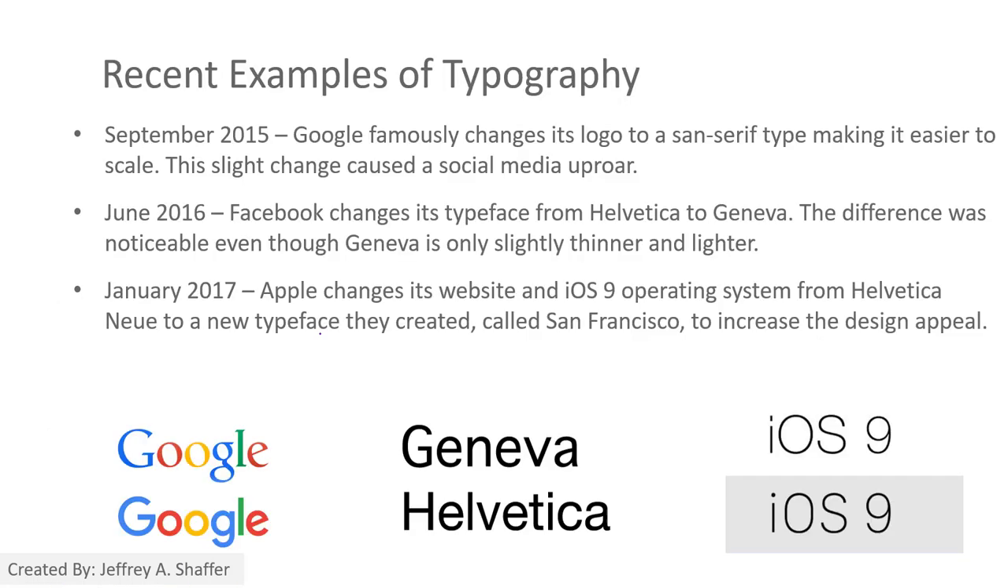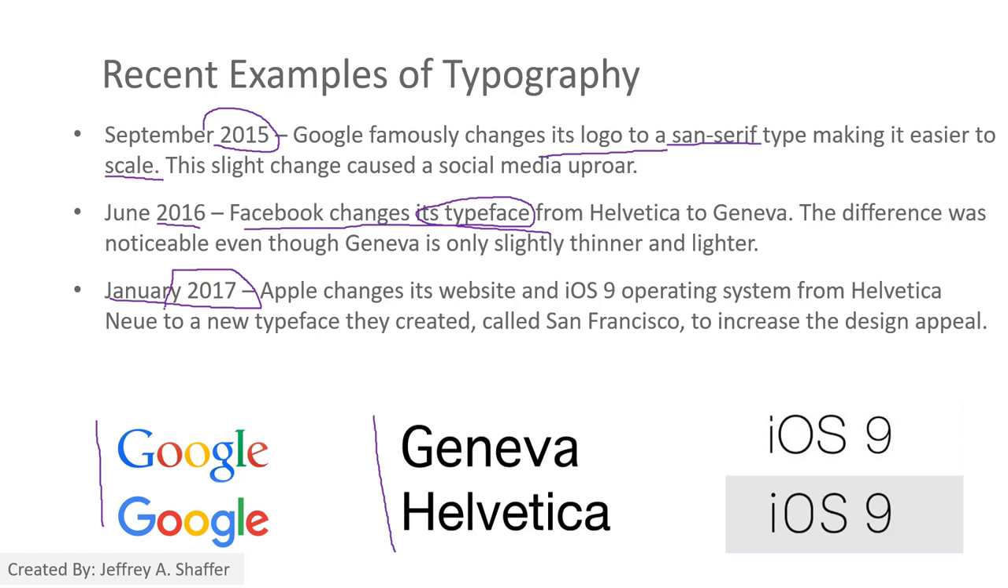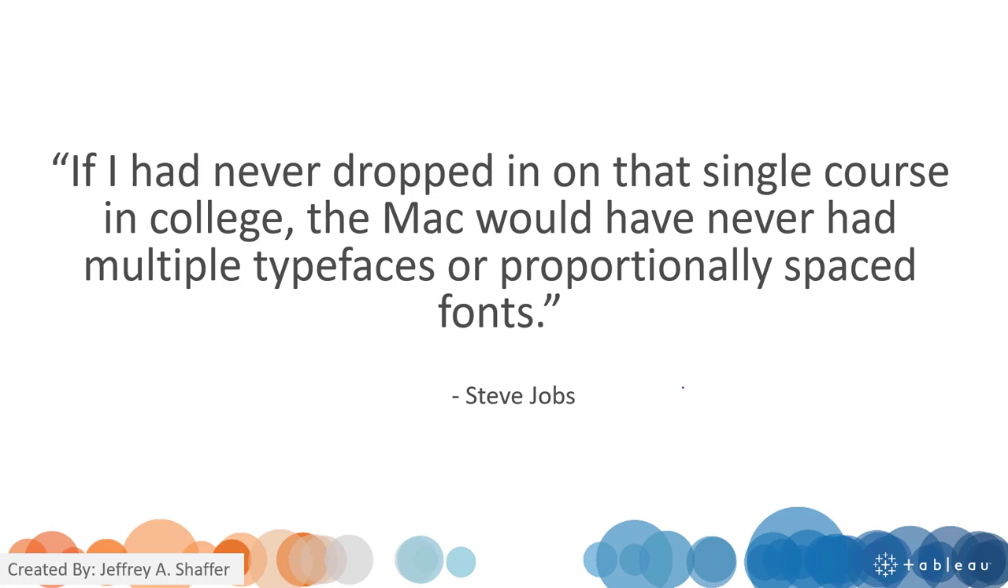One example that we can see is from the technology giant companies. Google in 2015 changed its logo to a sans serif type, making it easier to scale. In 2016, Facebook also changed its typeface. And later, in 2017, Apple also changed its website and iOS 9 operating system to choose a new typeface. And a fun fact is that one of the only college courses Steve Jobs ever took was a typography class. He has credited this class with playing a critical role in the success of Apple.